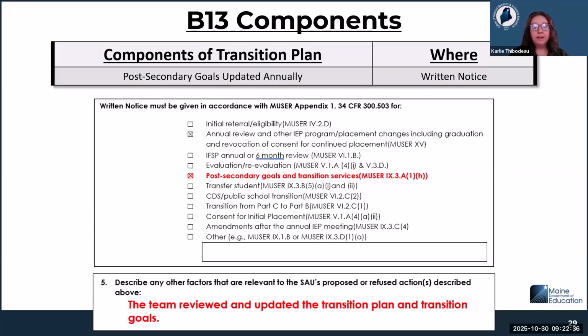However, it doesn't have to be in section 5. It can be anywhere in the written notice. We'll read the whole thing if we need to. We'll find it wherever it is. Just making sure that you're making that statement that you are updating those transition goals in that plan.